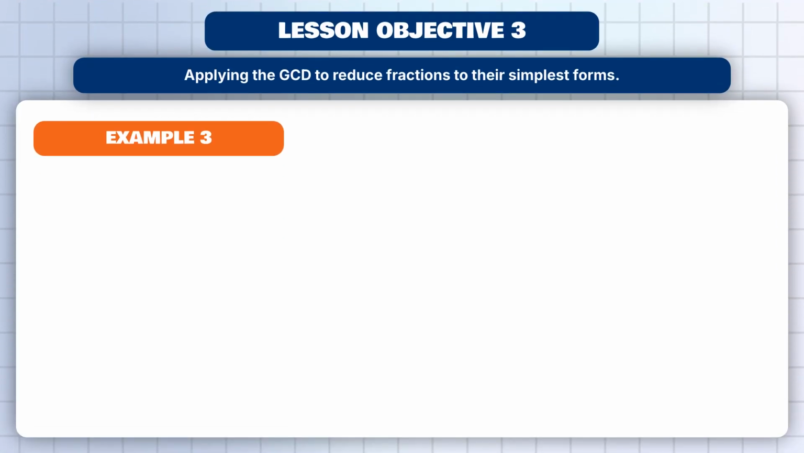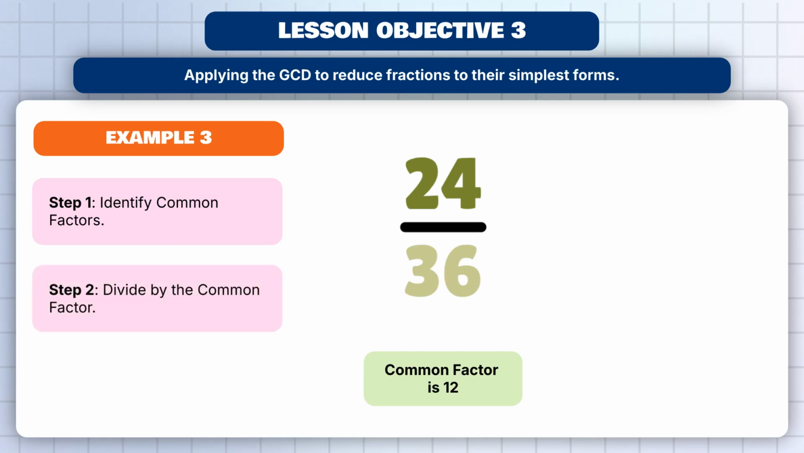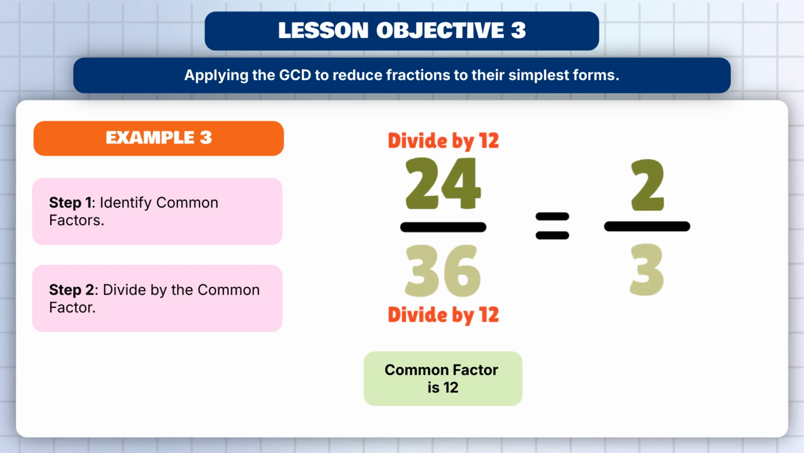For our final example, we will simplify 24 over 36. Again, we start by identifying common factors. For 24 over 36, the greatest common factor is 12. Next, we divide by the common factor. 24 divided by 12 equals 2. 36 divided by 12 equals 3. So 24 over 36 simplifies to 2/3.